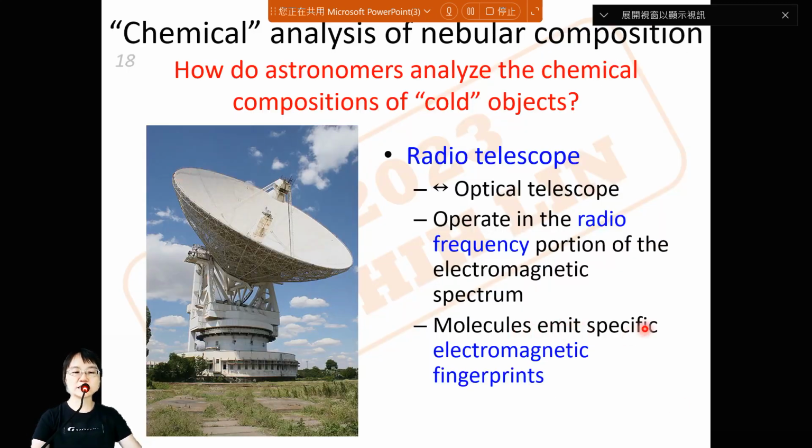Molecules will emit specific electromagnetic fingerprints. If you watch the video, you will see that astronomers were looking for the presence of water and the presence of molecular oxygen in the universe. And then they realized that in the universe, water is everywhere. However, molecular oxygen, that means O2, is absent. It's very difficult to find O2. On our Earth, we have molecular oxygen, which is actually very strange, because for the universe, it's difficult to find molecular oxygen.